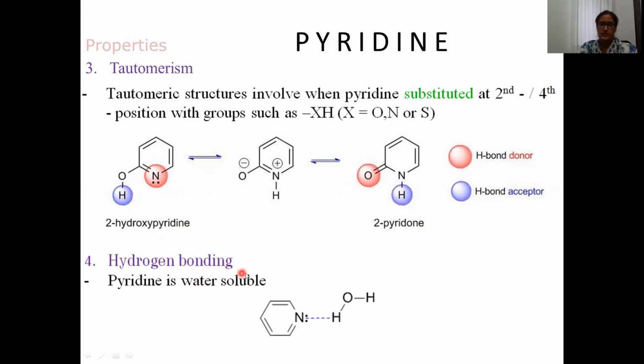The next property is hydrogen bonding. Pyridine is water soluble because its non-bonded electrons, or sp2 hybridized electrons, are involved in hydrogen bonding. Due to the formation of hydrogen bonds with water molecules, it is easily soluble in water.